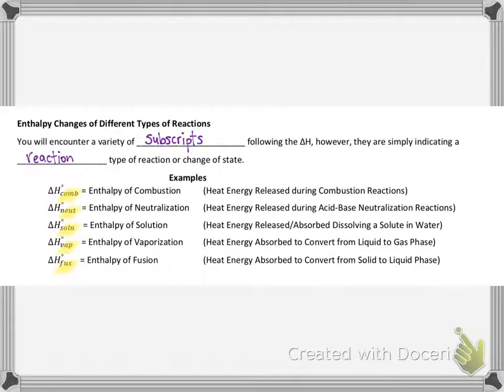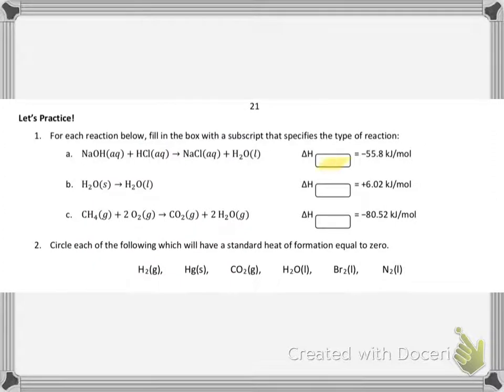Okay, let's try some practice problems. For each of the reactions below, you're going to write down what subscript should go there. What kind of reaction is there? So go ahead and try it, and when you are ready to check your answers, unpause the video. Okay, well, the first one was an acid and a base, so that's delta H neut. And then we had a solid going to a liquid, so that's delta H of fusion. And then we have, well, of course, combustion, so delta H combustion.